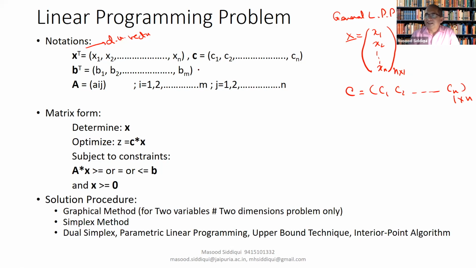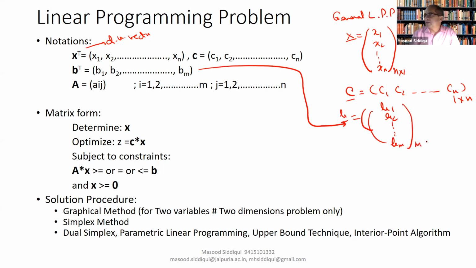Now the third vector is the limitations that are imposed on the constraints. They are the B vector. So here the B vector is B1, B2 up to Bm. The order is again m cross 1. So this is the B vector.